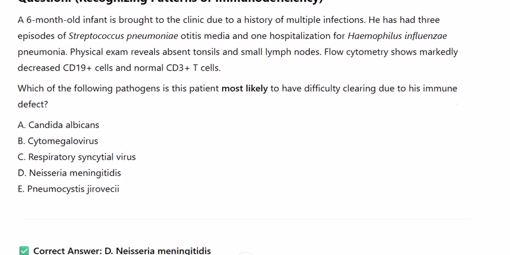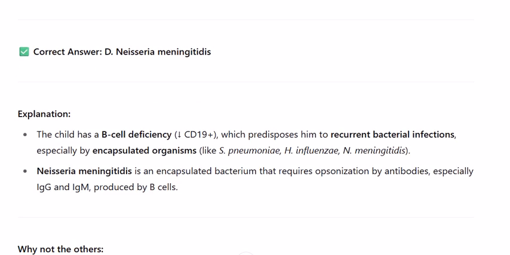Explanation: The child has a B-cell deficiency, CD19+, which predisposes him to recurrent bacterial infections, especially by encapsulated organisms like S. pneumoniae, H. influenzae, and Neisseria meningitidis. Neisseria meningitidis is an encapsulated bacterium that requires opsonization by antibodies, especially IgG and IgM produced by B cells.